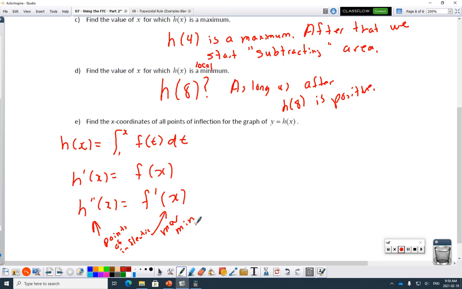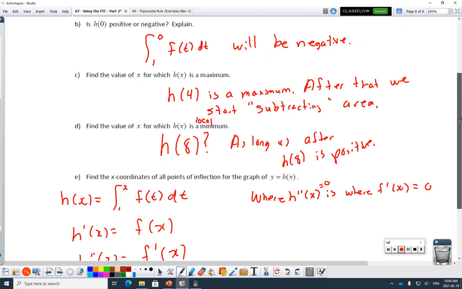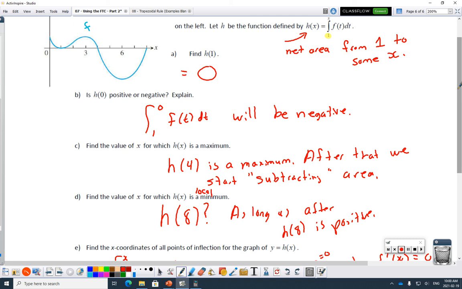Where h double prime will be 0 is where f prime will be 0, is a much easier statement of that. So let me write that. Where h double prime is 0 is where f prime equals 0. So now I've just reduced this problem to finding out where the derivative of that original function equals 0. And when does it happen? Brad wants to take over. Go. 3 and 6.